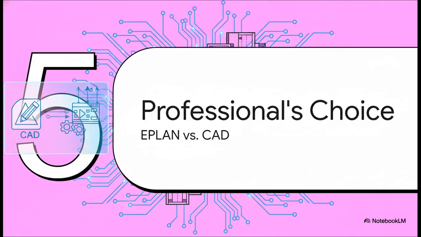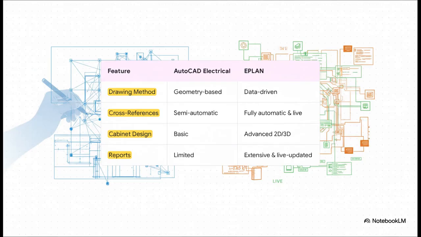Now, I know what some of you are probably thinking. Hey, my current CAD software has an electrical version. How is this any different? That's a great question, and honestly, understanding the answer is the most important takeaway here. It all comes down to the fundamental approach. Let's just put it side by side.